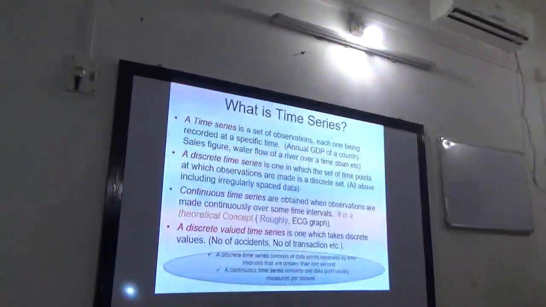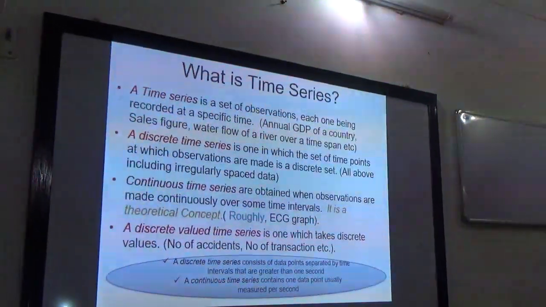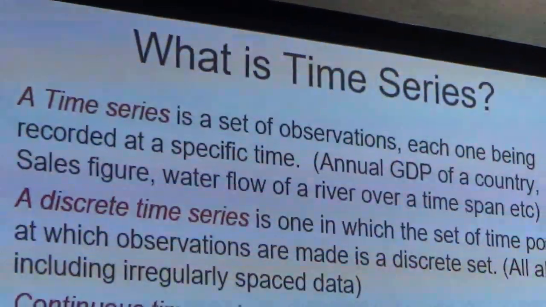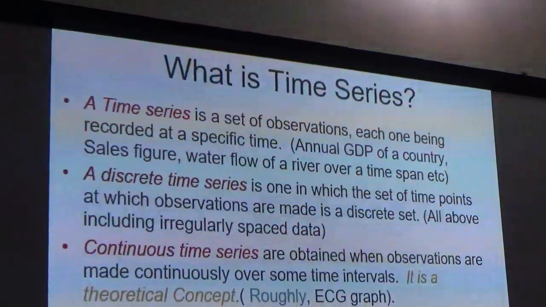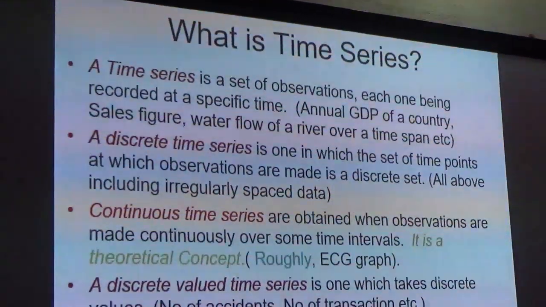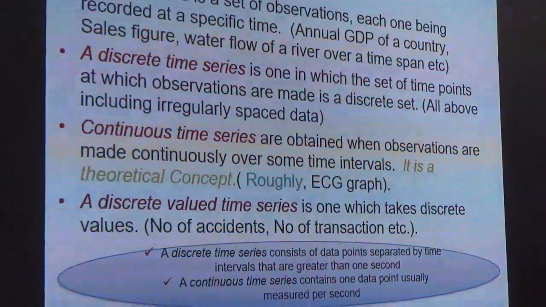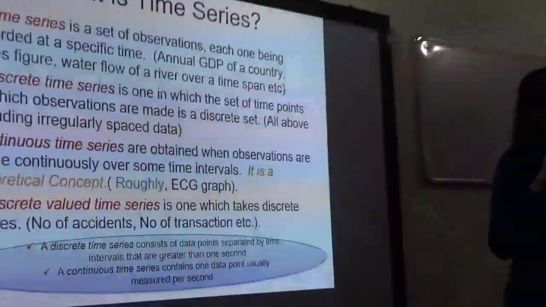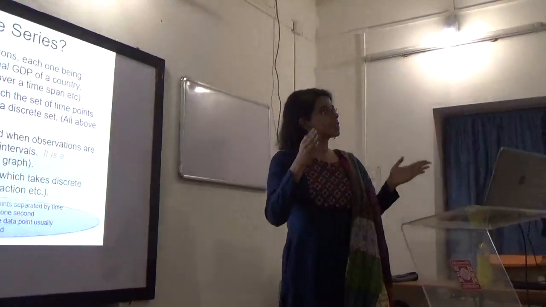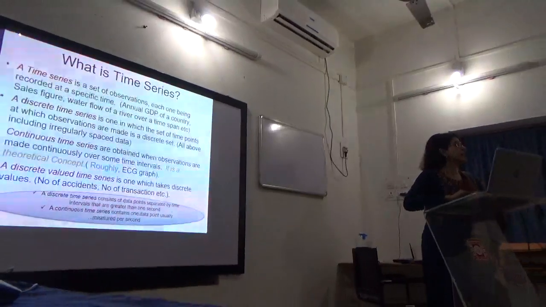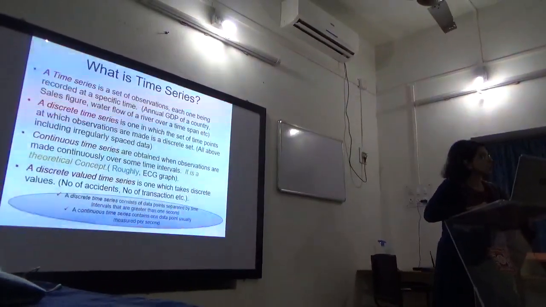So basically, when your time span is exactly 1 second or less than 1 second, then you will say that the data is of continuous time. And if it is more than 1 second, even if it is daily data, we will say that your time series is a discrete time series. That's a subjective definition, right? Yes, of course.